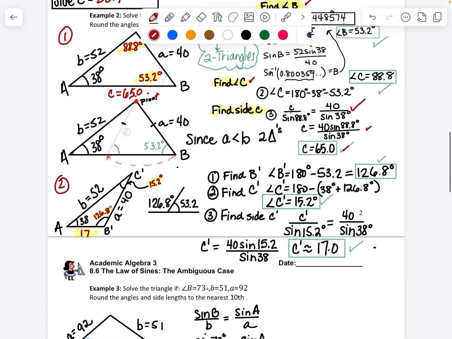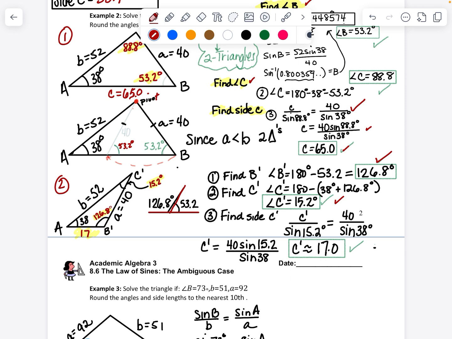Then I'm going to go down to the second triangle. But notice I'm using this 53.2, and I'm going to set up a linear pair where I have 53.2, and I just say, well, 180 minus 53.2 gives me 126.8. So that's my new, I'm going to call it B prime. Then I move on to C prime. To get C prime, I take 180 minus the two other angles that I have to find the unknown angle, and I get C prime is equal to 15.2.